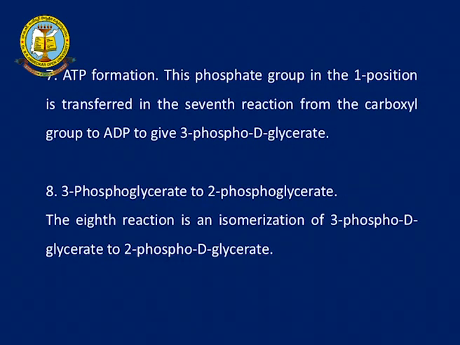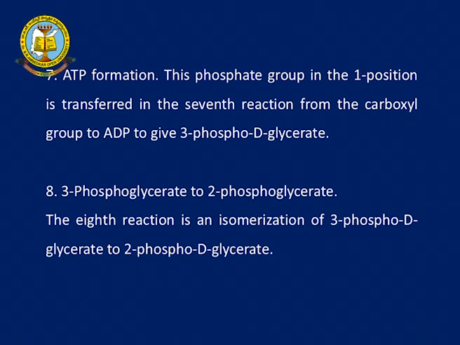The seventh reaction is called ATP formation. This is very important in the glycolysis process. In glycolysis, it is a very important position. The phosphate group in the one position is transferred in the seventh reaction from the carboxylic acid group to ADP to give the 3-phospho D-glycerate. This is a very important reaction.